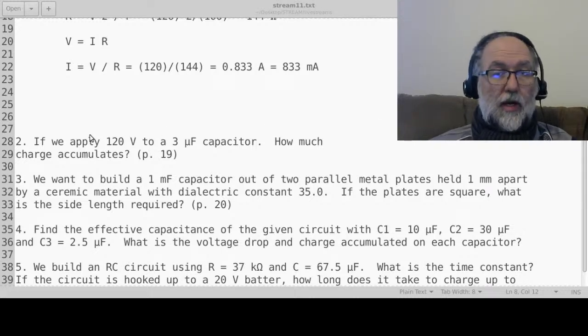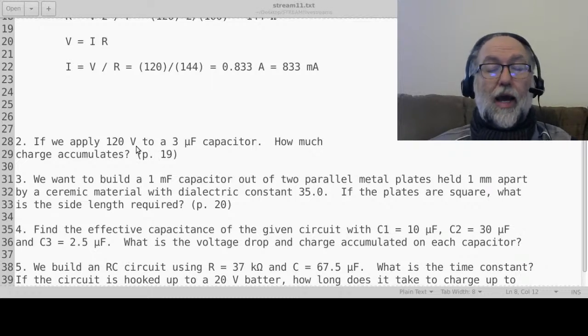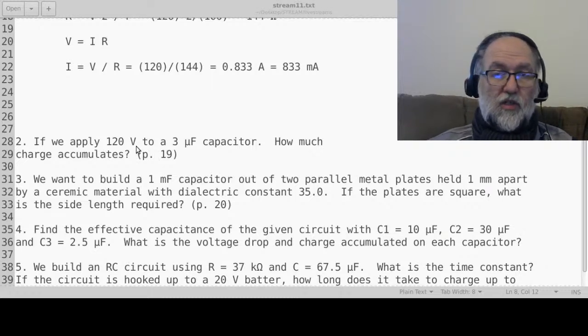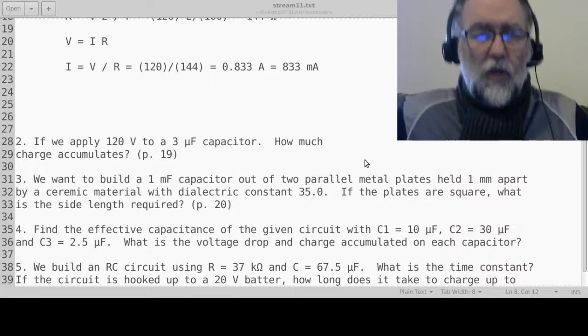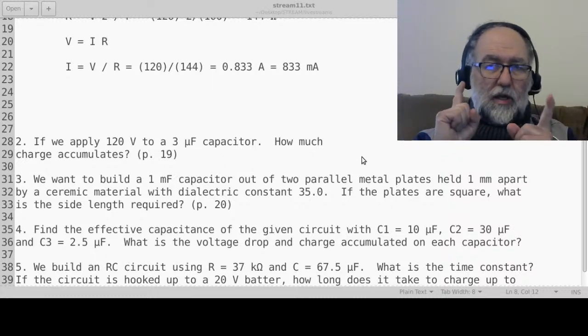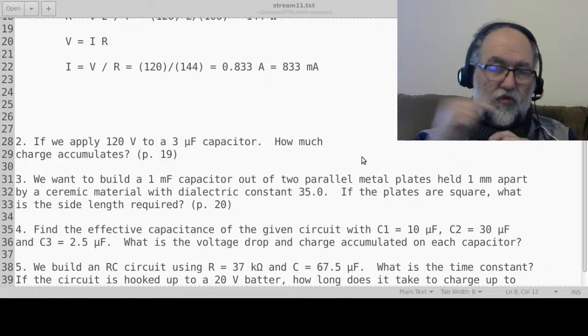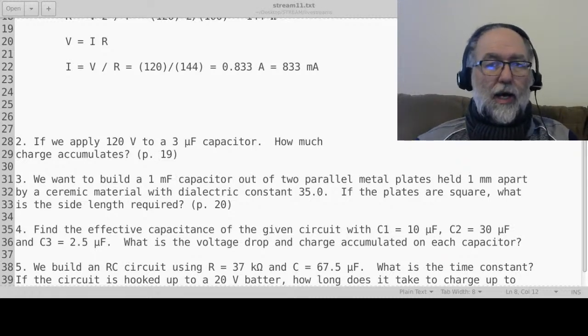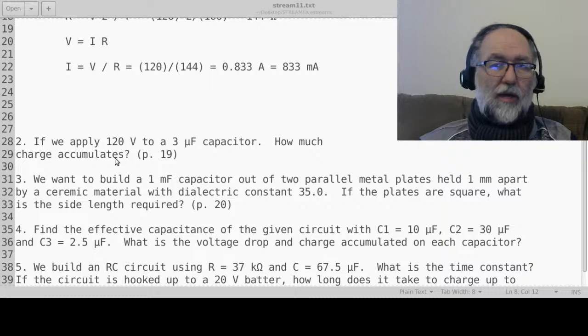All right. So if we apply 120 volts, say from a socket in the wall, you've got to watch it though. We didn't really talk about AC versus DC, direct current and alternating current. Our wall has alternating current, so if you plugged in a capacitor, it wouldn't just charge up, because the current alternates. First it goes one way, and then the other way. But anyhow, let's suppose we had a DC supply of 120 volts, and we attach it to a 3 microfarad capacitor. How much charge is accumulated?